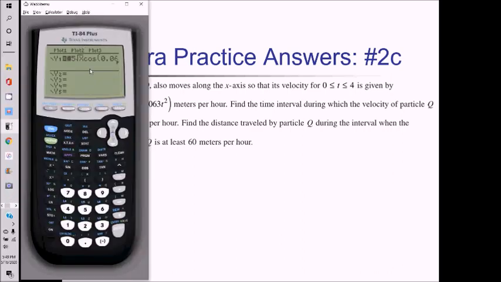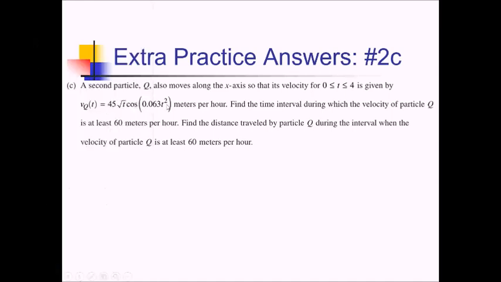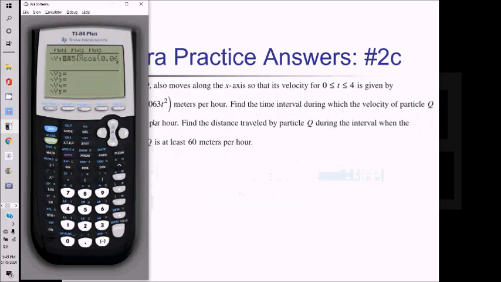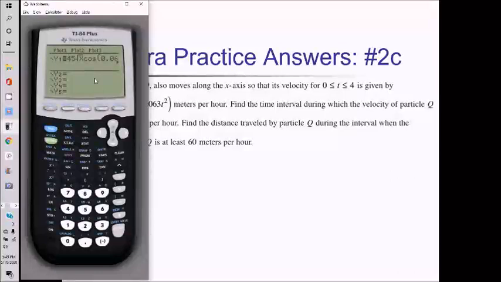So here I am in my y equals in y1. I've got 45 times square root of x, and then we have the rest of this, and I'm using x instead of t because that's what my calculator likes for graphing things. Now, one thing you do have to be careful about entering this in is that the cosine should not be under the square root. Only the x should be under there. So just be careful with that piece of this.